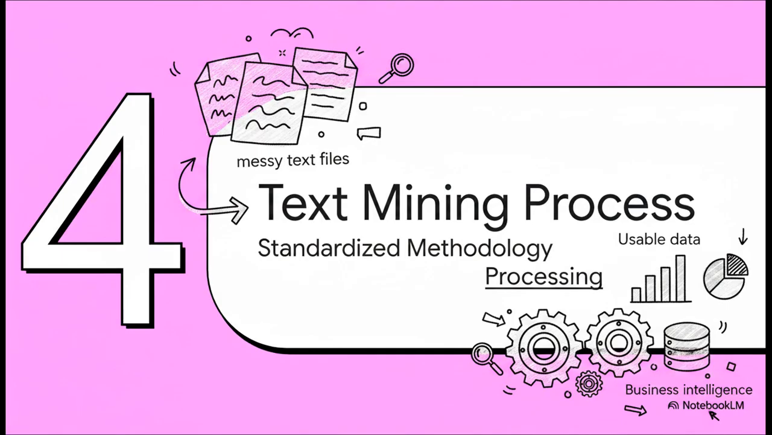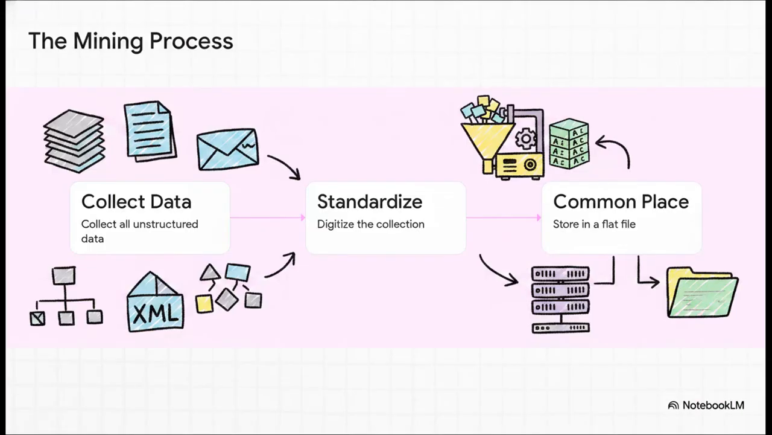Section 4. The text mining process, a standardized methodology. Let's see exactly how we transform those messy text files into usable data. It's a standard 3-step workflow to establish our corpus. First up, collect all your unstructured data, the documents, the XML files, the emails. Step 2, you digitize and standardize that collection, converting everything into plain, simple text files so weird formatting doesn't trip up the system. And finally, step 3, place the entire collection in a common place, like a flat file or a specific directory so the computer can seamlessly begin its analysis.